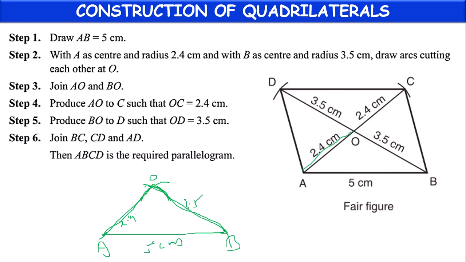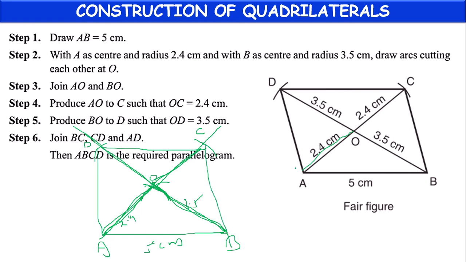Now what we have to do is extend this AO and extend this BO. From point O, because OA is 2.4, the other side also should have 2.4 length. So with 2.4 centimeters radius, cut this arc and mark that point as C. Because this length is 3.5, with 3.5 centimeters, cut this extension and mark this point as D. Now join CD, join DA, join CB.